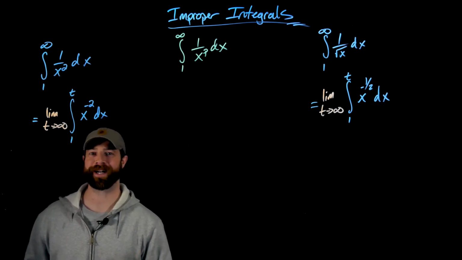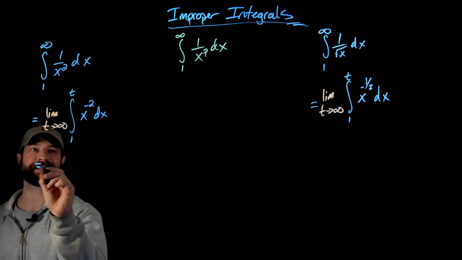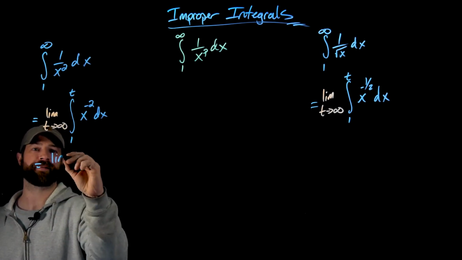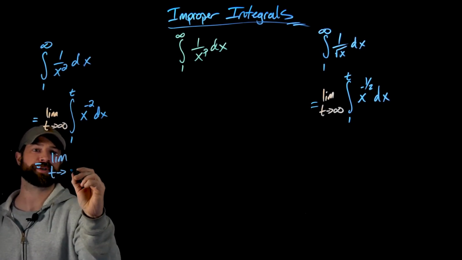Starting here with 1 over x squared. In this case, this is a simple antiderivative, so I'll have the limit here as t goes to infinity.